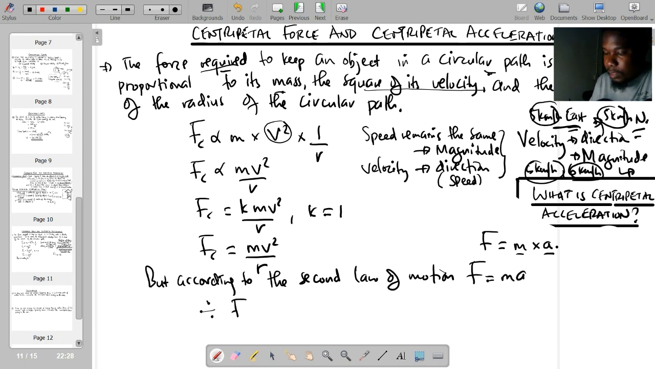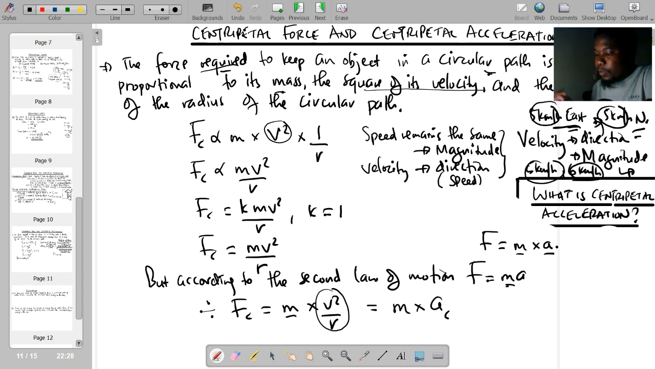Therefore, Fc will be equal to mass times v squared over r. What you notice is that the mass here is the mass there. If force is equal to mass times acceleration, it means this remaining part must be the centripetal acceleration, because according to the second law of motion, force must be equal to mass times the object's acceleration. So since we're dealing with circular motion, this part of the centripetal force formula must be the centripetal acceleration. This means ac is equal to v squared over r.